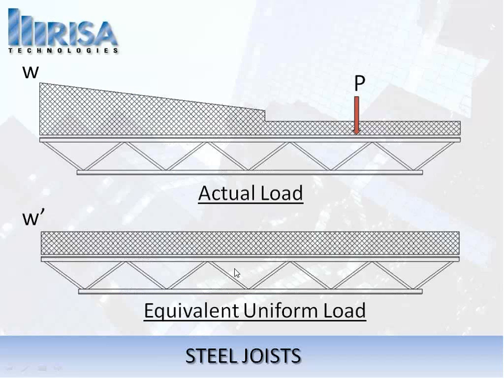Well, behind the scenes, what the program does is it smooths out your actual load into what's called an equivalent uniform load. In order to do that, we first take a look at the overall moment and shear that results from all of the loads that you've placed on this joist. From there, based off that overall moment and shear, we would back out what an equivalent uniform load would be that would result in that same maximum moment and maximum shear at the center and at the ends respectively. That would be called the W prime, or the equivalent uniform load.